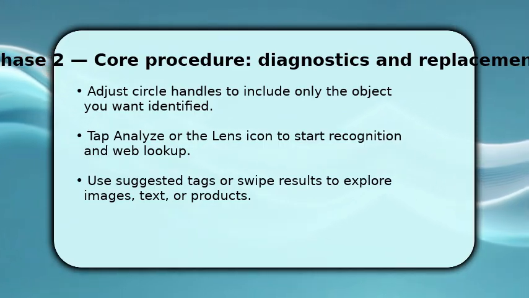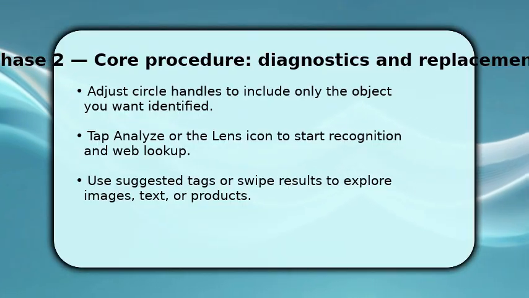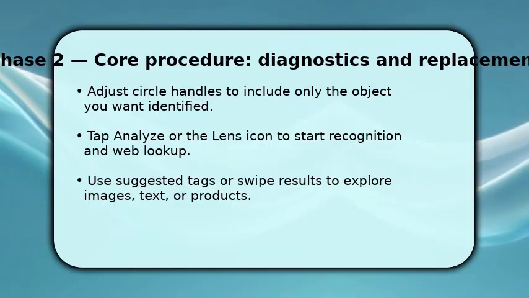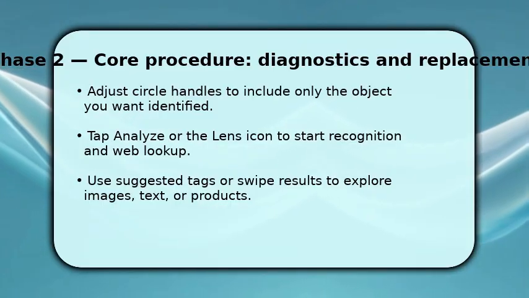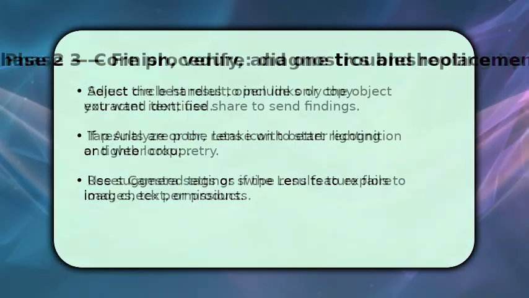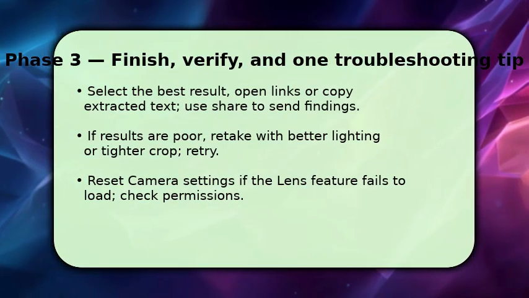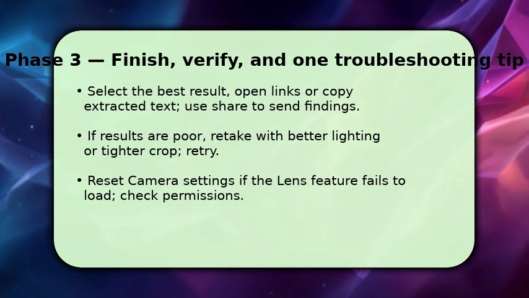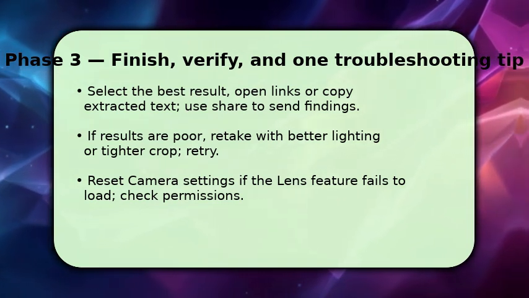Make sure to review suggested tags and swipe through results. This helps you choose the best match and understand why a result was returned, which improves future searches and saves time. You finish by selecting the best search result and taking the action you need. Open a link, copy extracted text, or share the item.